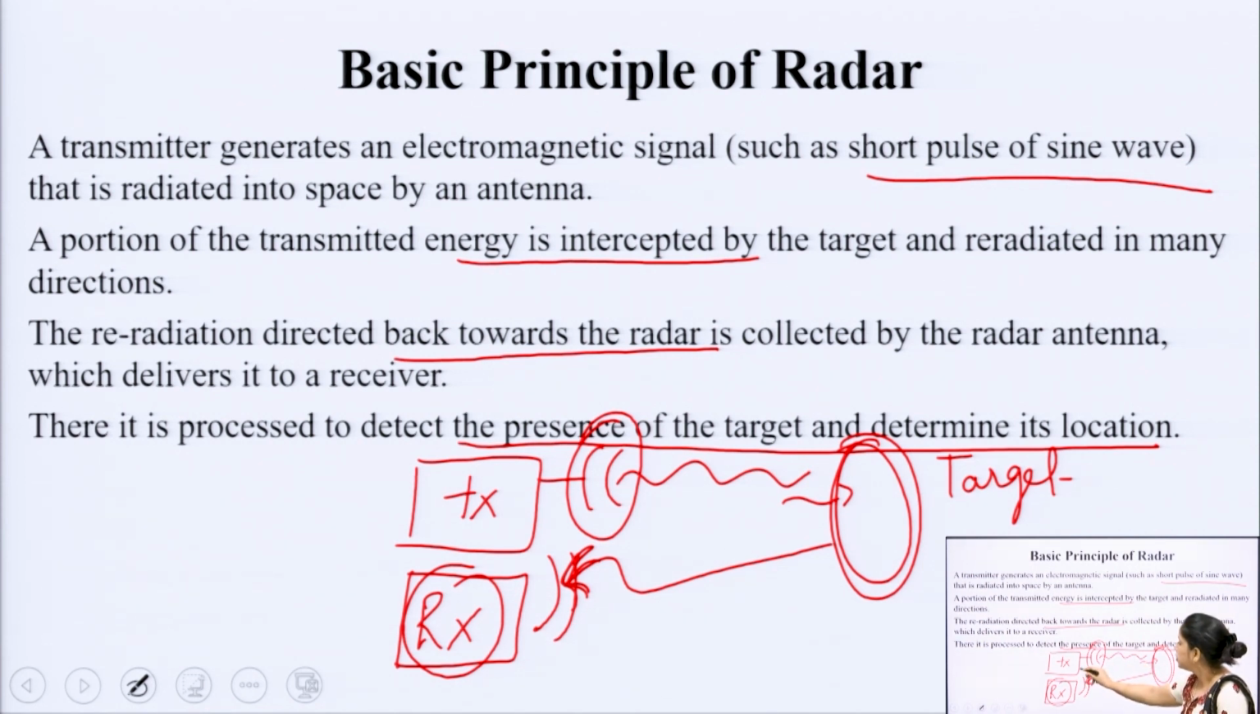So, what is happening? As per the impedance matching condition, since it is not matched, 100% of the radiation is not intercepted by the target; some will be reflected. The radar contains another section, which is our receiver section, and it has a receiver antenna. That reflected signal is received and given to the receiver section for further processing, for detecting the presence of the target and determining its location.